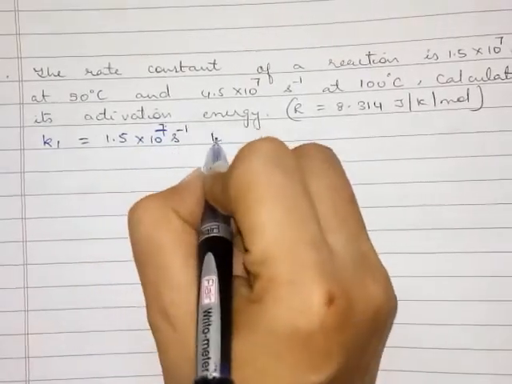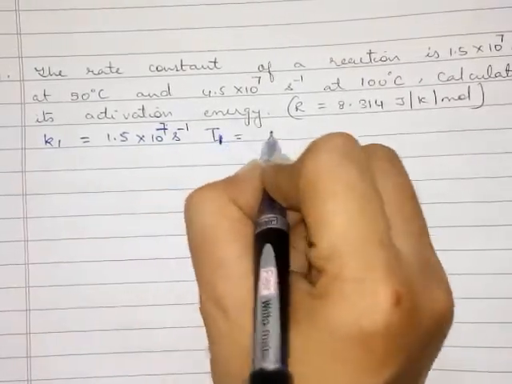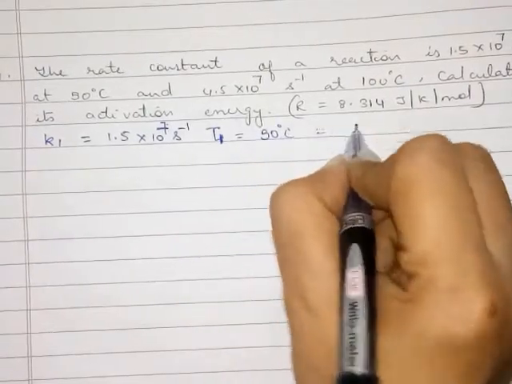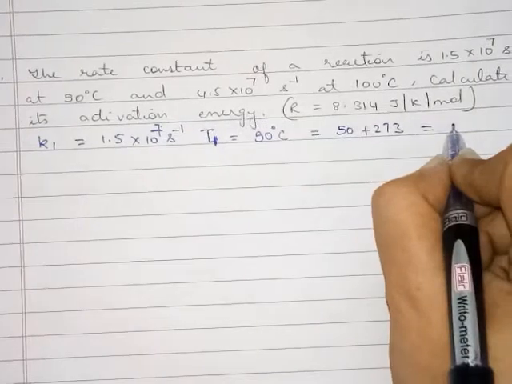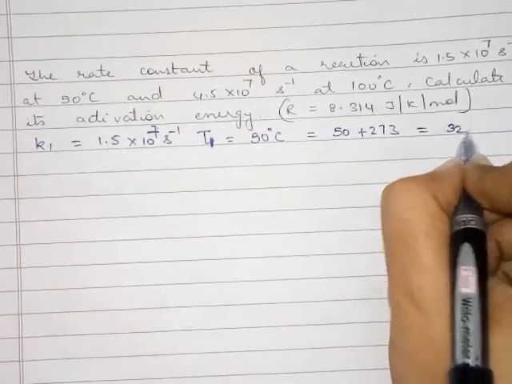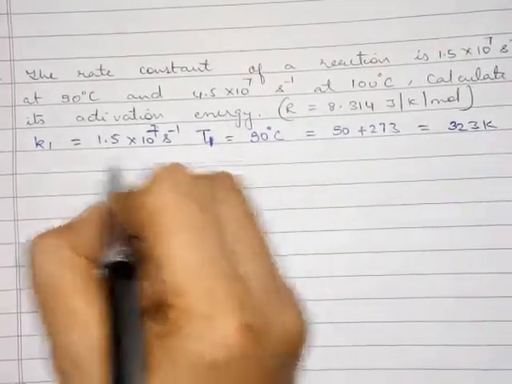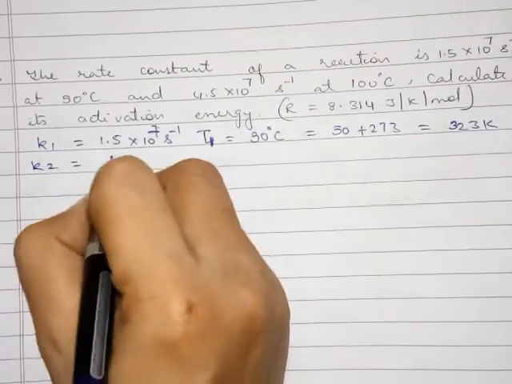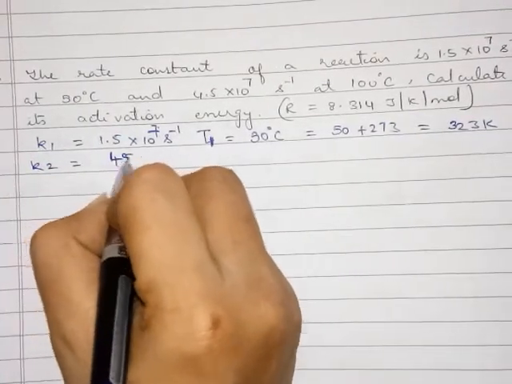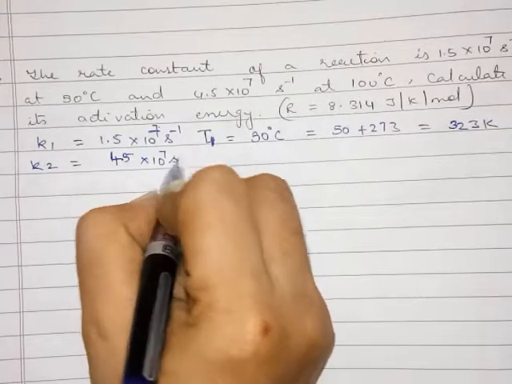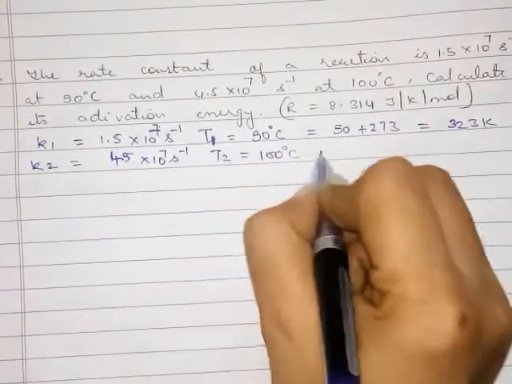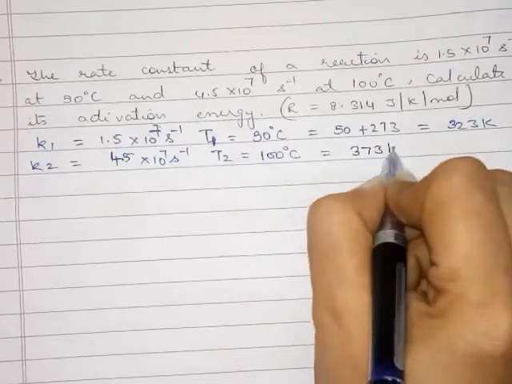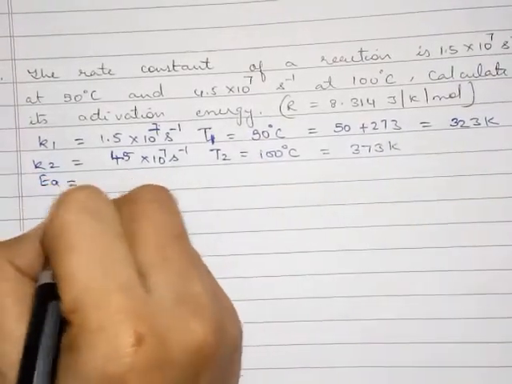second inverse. The temperature T1 is 50 degrees, that means 50 plus 273 Kelvin, which is equal to 323 Kelvin. And K2 is 4.5 × 10^7 second inverse at the temperature 100 degrees Celsius, which is equal to 373 Kelvin. Ea find out करना है.